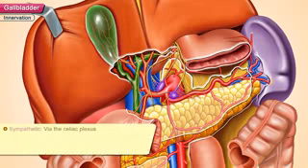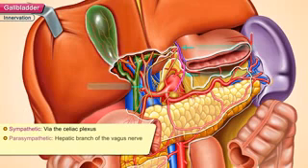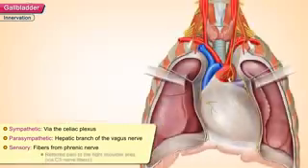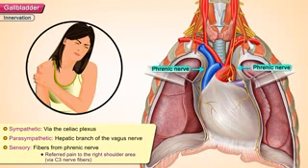Innervation. Sympathetic via the celiac plexus. Parasympathetic, hepatic branch of the vagus nerve. Sensory. Fibers from the phrenic nerve, hence referred pain to the right shoulder area via C3 nerve fibers.